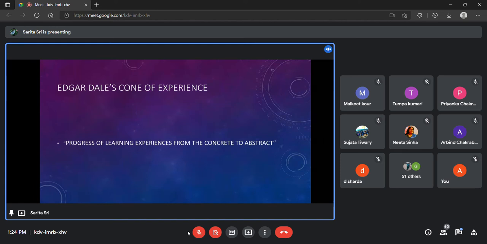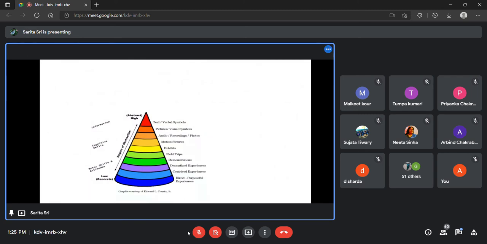Now, I am going to explain Edgar Dale's cone of experience, which says the progress of learning experiences starts from concrete level to abstract level. So it is actually a visual model. It has 11 stages, starting from concrete experiences at the bottom. Here it is. It has concrete levels at the base, and it becomes more and more abstract as it reaches the peak of the cone.